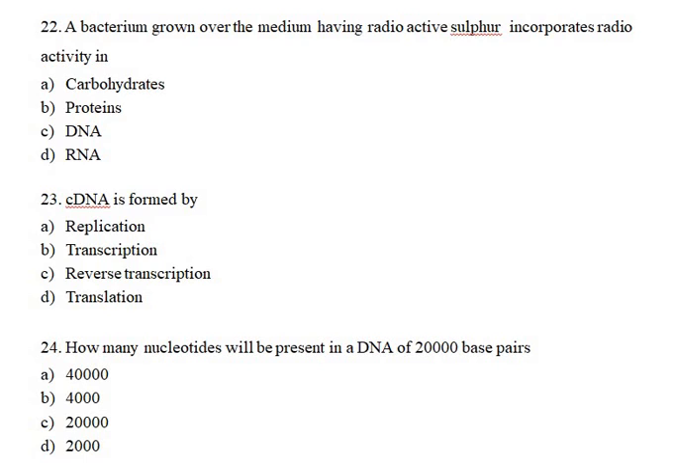So phosphorus is present in DNA, absent in proteins. Sulfur is present in proteins, absent in nucleic acids, that is DNA and RNA. So here option A, C, D are ruled out, as the carbohydrates do not contain sulfur. Even DNA, RNA also do not contain sulfur. Sulfur is present only in proteins. So radioactive sulfur incorporates its radioactivity in proteins because the proteins contain sulfur.